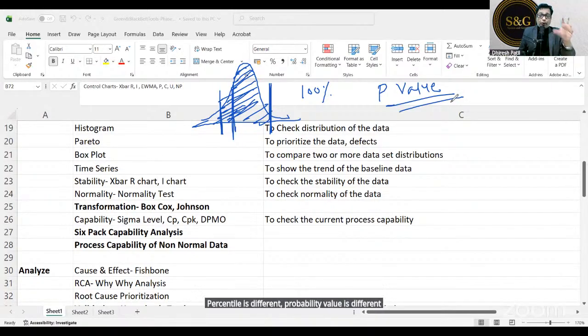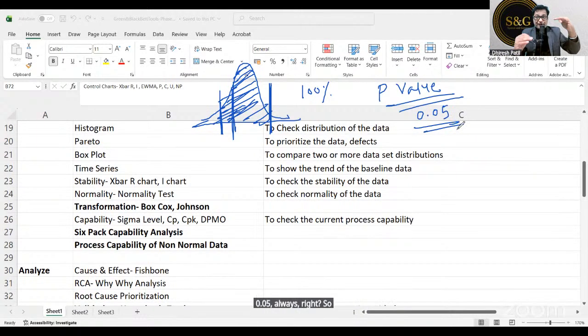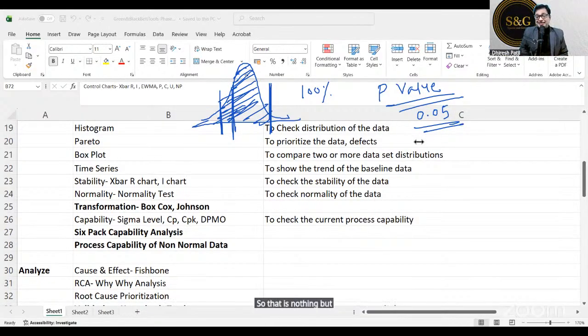Now, what is probability value? If you remember, we compare that with 0.05 always, right? So we check whether p-value is greater than 0.05, whether it is less than 0.05. Remember? So that is nothing but 5%. 0.05 is nothing but 5%, right? 5 divided by 100 is equal to 0.05, which is nothing but 5%. So that is also area under the curve, that means 5% area out of this 100% is what is covered. Yes, in hypothesis testing we do, right?